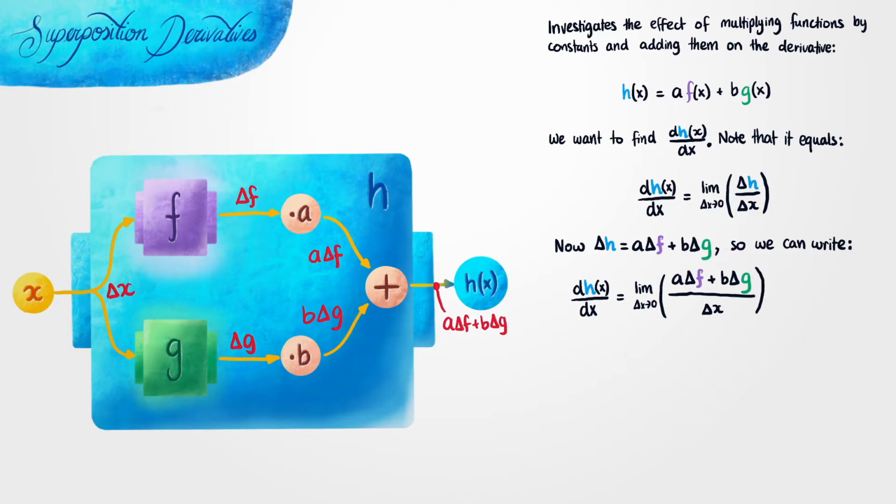Now that we have this over here, we can go ahead and break this fraction up into two parts. And now after this, we can just pull this a out in front of the fraction, and we can also do the same for b.